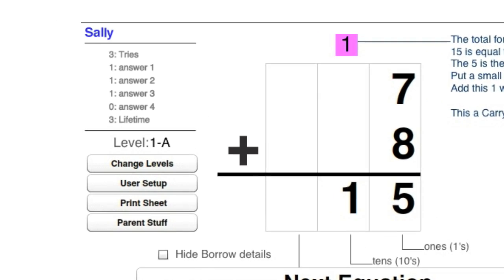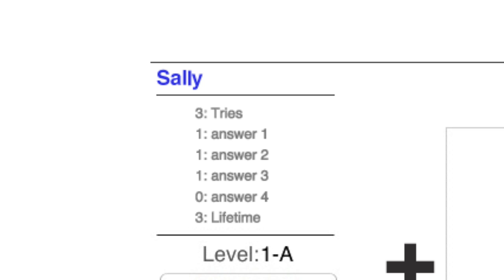Let us take a look at the stats area. Sally can see that she has completed 3 tries in the current session. She answered 1 correctly on her first try, 1 on her second try, and 1 equation took 3 tries to get correct. Sally also has a lifetime total, which in this case matches her session total.